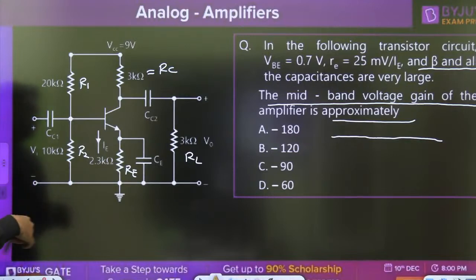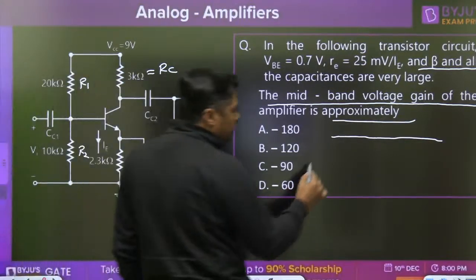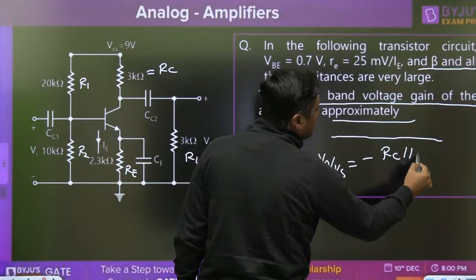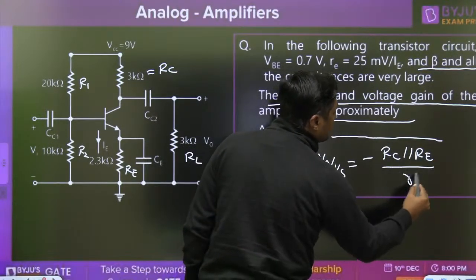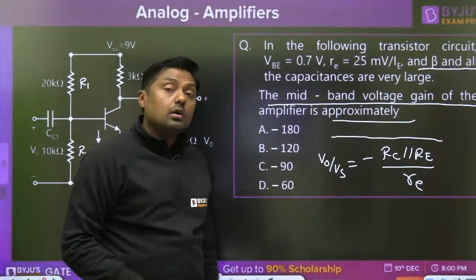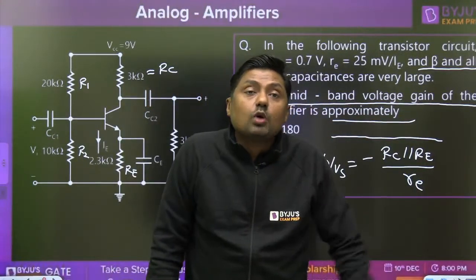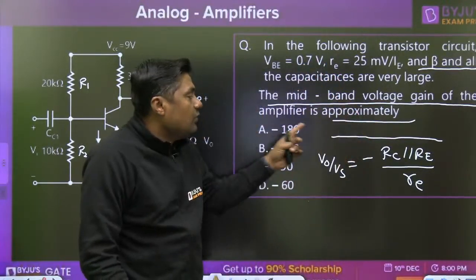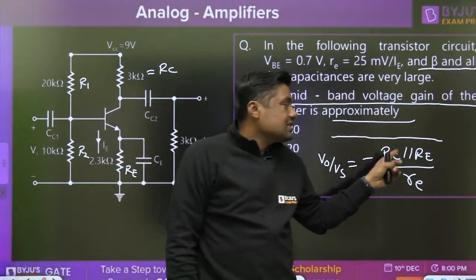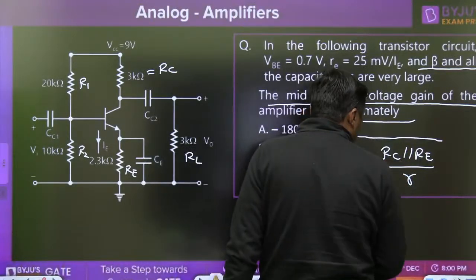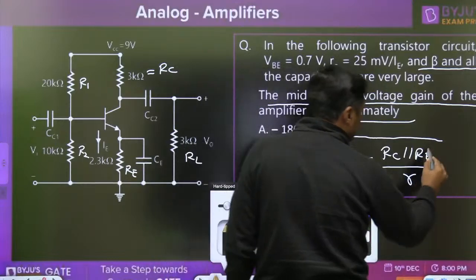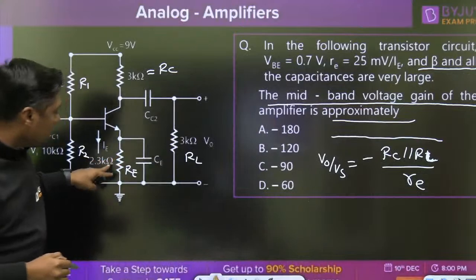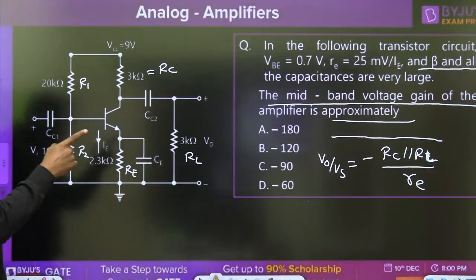My dear students, in this question the midband voltage gain V0 by Vs is directly equal to minus RC parallel with RL upon small re. How? Beta is very large, then alpha is 1. Yes, Satya, your answer is correct. Beta is large, so alpha becomes 1. The formula is RC parallel with RL upon small re. Why small re? Because capital RE is bypassed. Finish, that is the voltage gain.